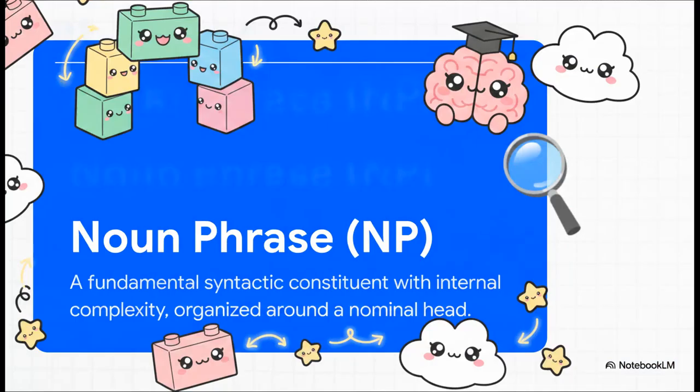So what exactly is the noun phrase, or the NP? Well, it's a fundamental syntactic constituent, and it's not just a single word. It's this whole hierarchical architecture with serious internal complexity, completely organized around a nominal head. For your advanced learners, especially at that C2 level, getting this functional versatility is absolutely crucial. The NP is literally the foundational building block of English sentence structure. It dictates agreement, it governs dependencies, and it operates so fluidly as a subject, direct object, indirect object, or complement within the broader clause. But remember, the whole shebang relies entirely on that core nominal head.